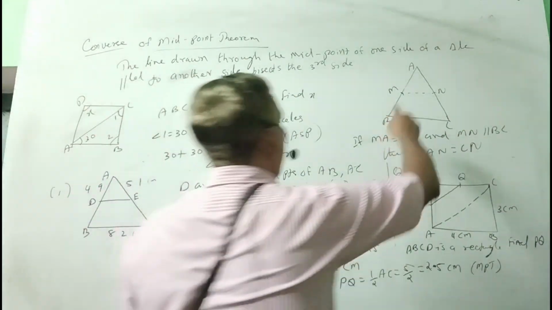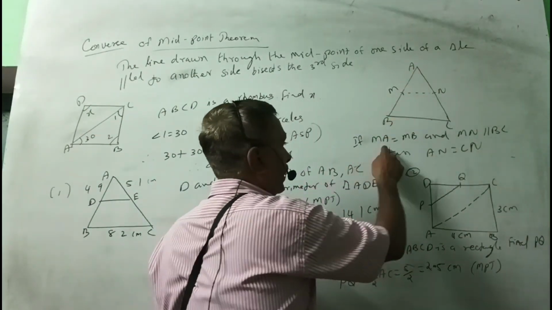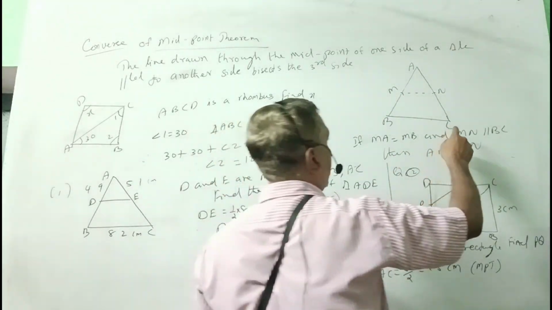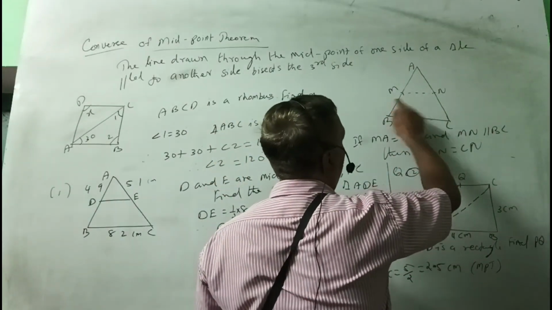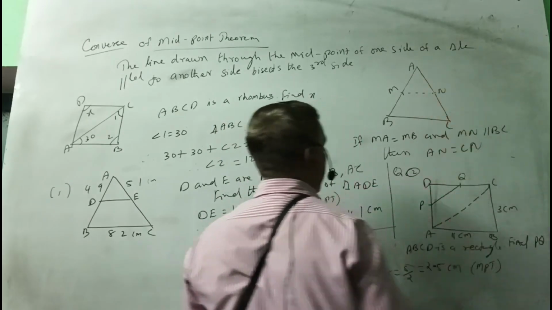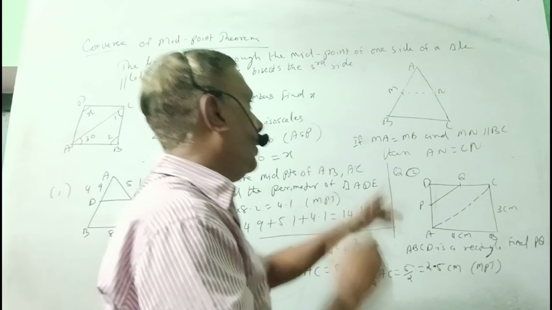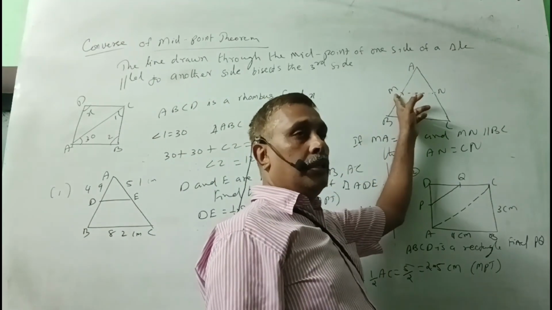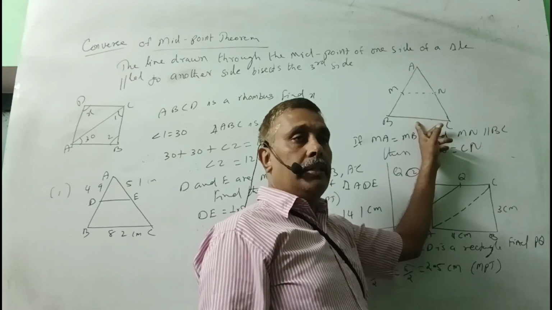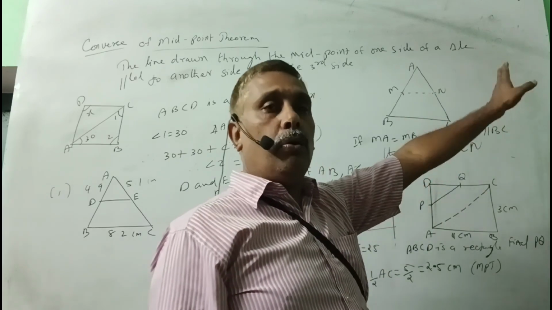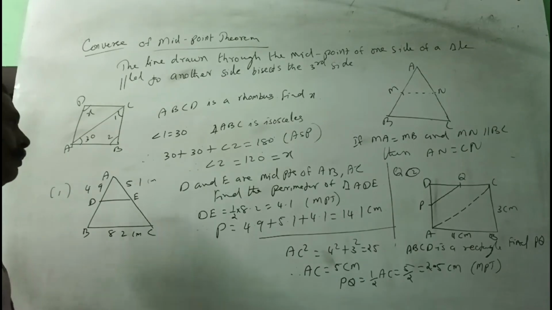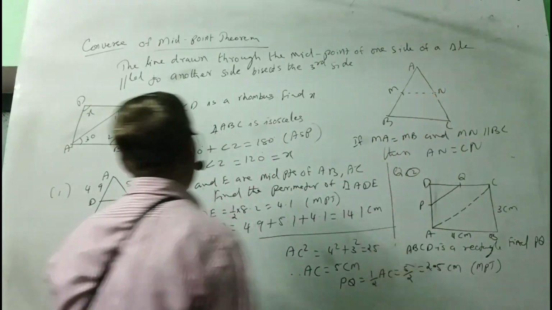So if AM equals BM is given, which means M is the midpoint of AB, and MN is parallel to BC, then AN is equal to CN. That is the converse of the midpoint theorem. If through one midpoint you draw a line parallel to the third side, then the other side will also be bisected, that is, you will get the midpoint of the other side.